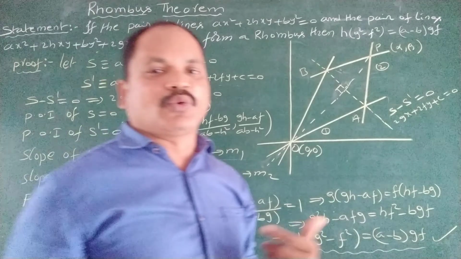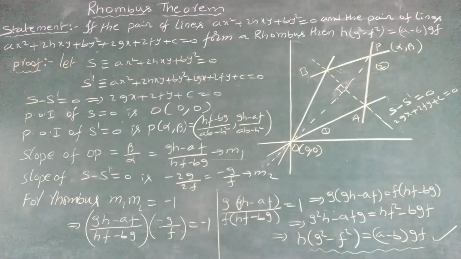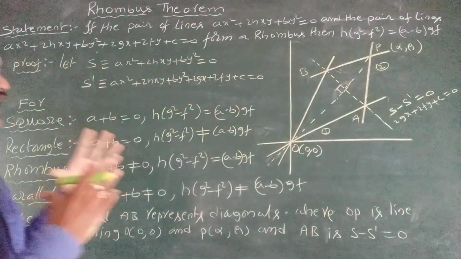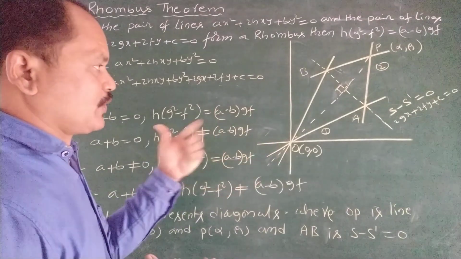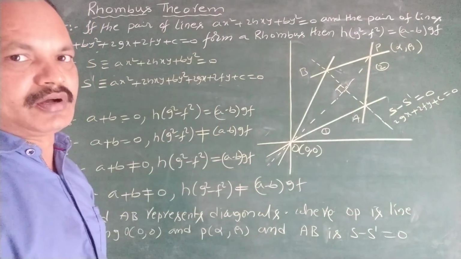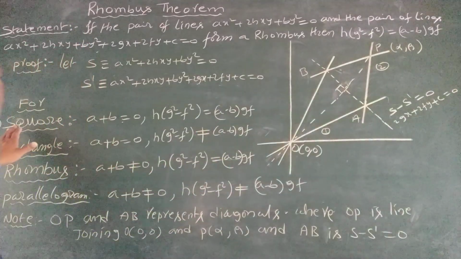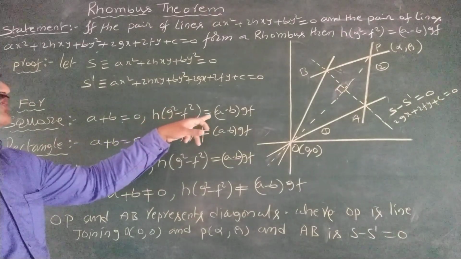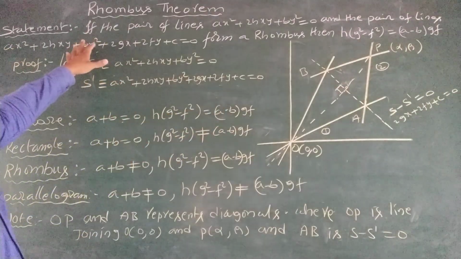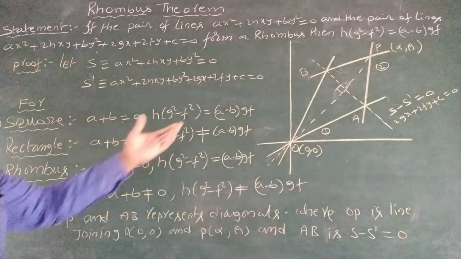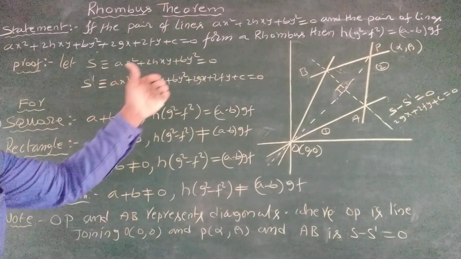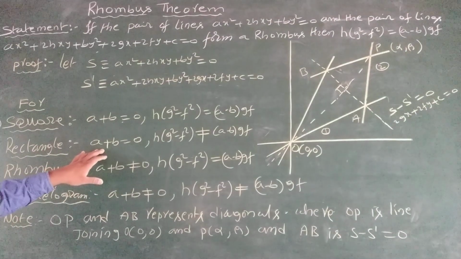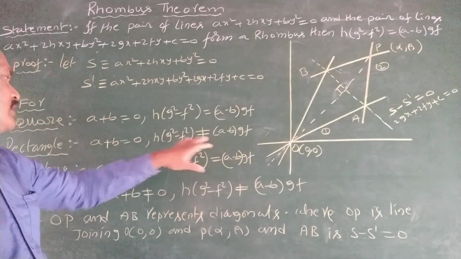Now we have to write the note points on these concepts. From this theorem and this diagram, we have to find the conditions. It represents a square, a rectangle, a rhombus or a parallelogram depending upon these conditions. For a square, a + b = 0 and h(g² − f²) = (a − b)gf. That means if the coefficient of x² plus the coefficient of y² is 0 and this condition is satisfied, then the given pair of lines forms a square. For a rectangle, a + b = 0, and this condition is not equal.